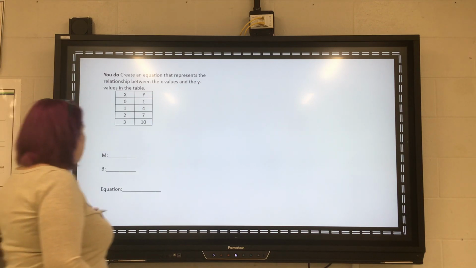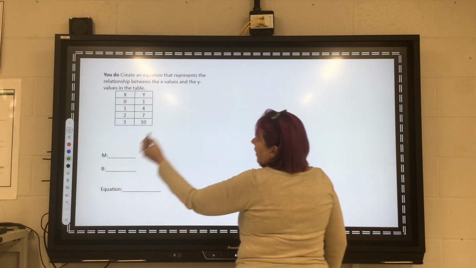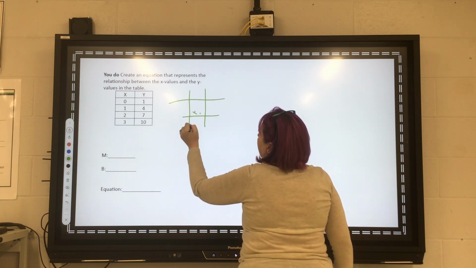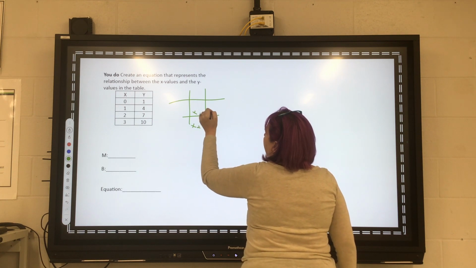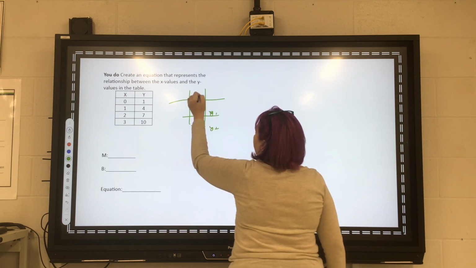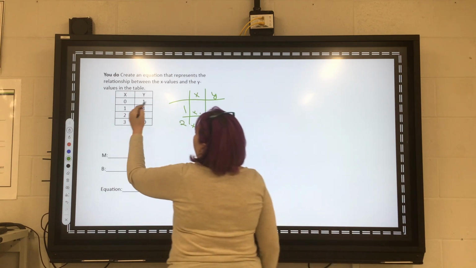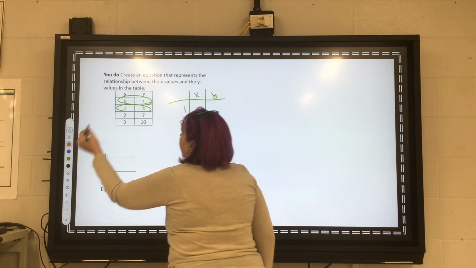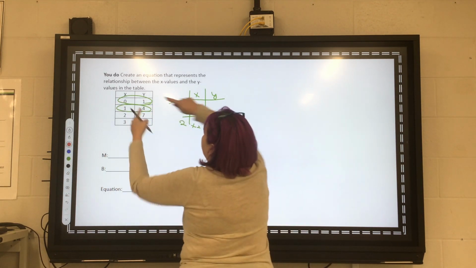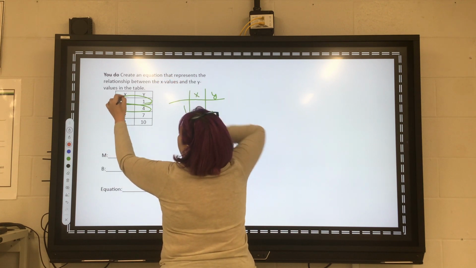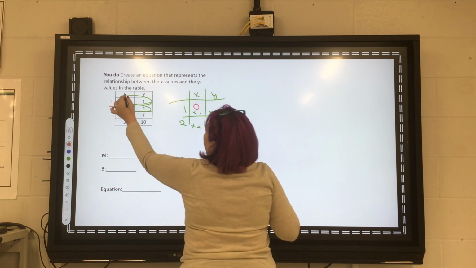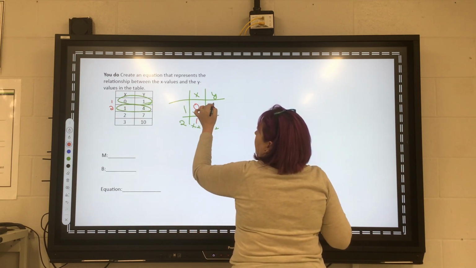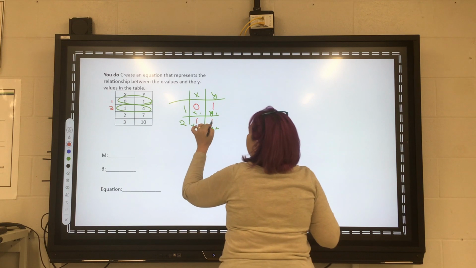Okay, once again, we've got our table, x1, x2, y1, y2, my x, my y, my 1, my 2. I'm going to circle two numbers. Doesn't matter which ones, but I like using my smaller numbers. So my 1 and 2, so x1 is 0, x2 is 1, y1 is 1, and y2 is 4.